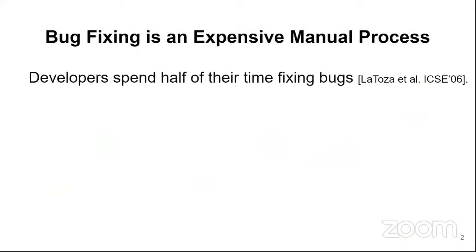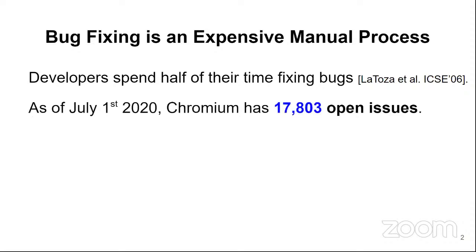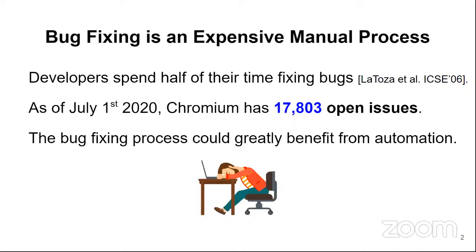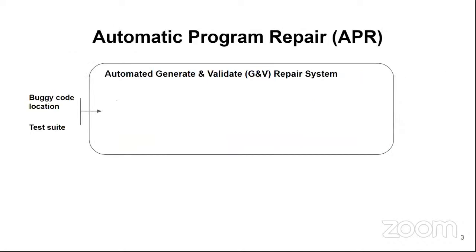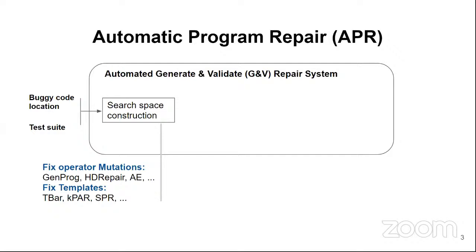Manually fixing bugs is expensive, and developers spend most of their time fixing them. In fact, as of July 1st, 2020, there were more than 17,000 open issues in Chromium. Therefore, automation will help fix more bugs. Traditional automatic program repair often uses a generate and validate approach. Given a buggy location, existing generate and validate techniques build a search space using operator mutations or manually defined templates, then rank and select patches using some heuristics.